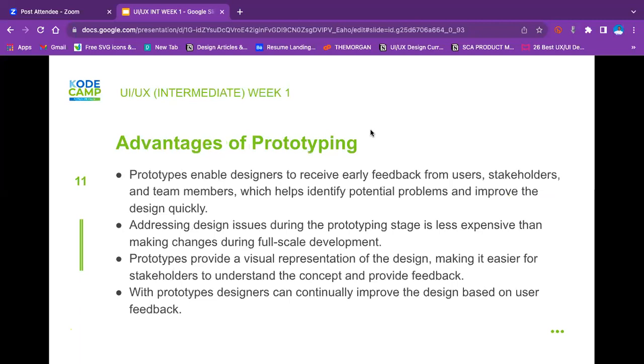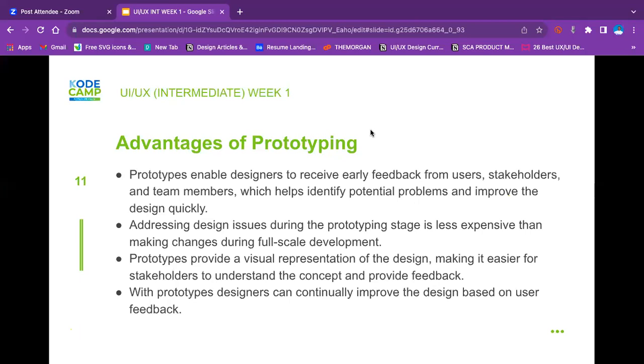So what are the advantages of prototyping? Prototyping would actually enable you to get early feedback from people. After designing, people will give you feedback. They'll tell you how you can improve on what you've designed. It's also going to address design issues during the prototyping stage. And it's actually very inexpensive because all you need is Figma or paper to be able to do all of this.